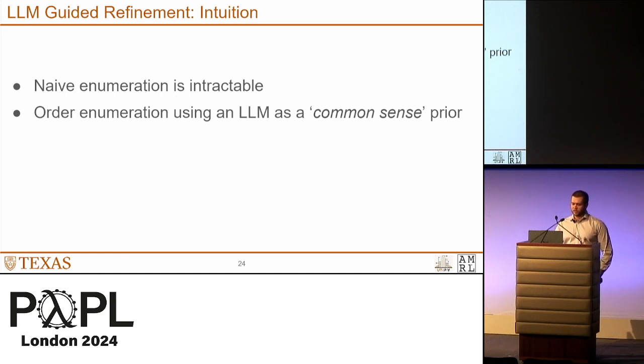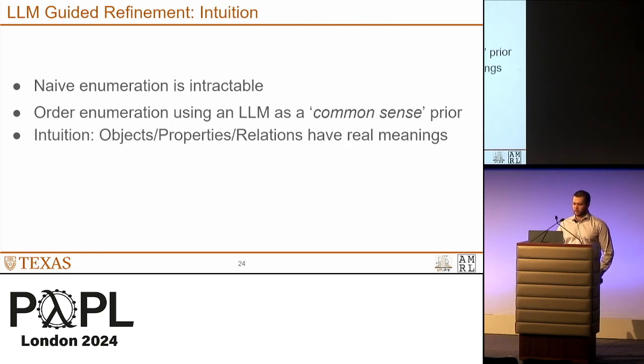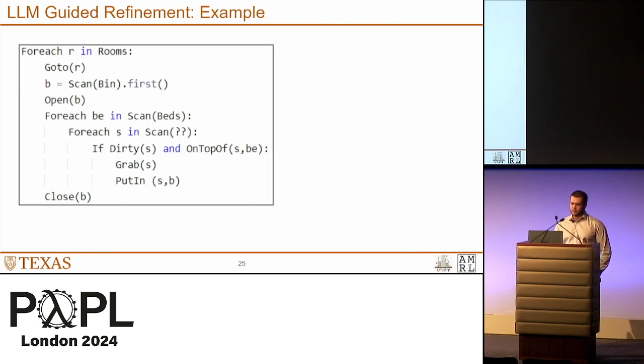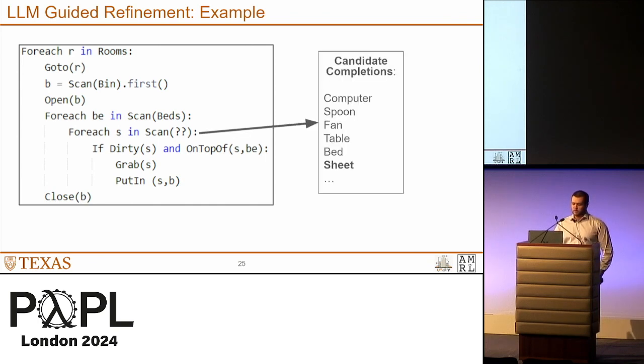Specifically, we observe that large language models work well as common sense priors. In this work, all of the hole completions have real-world semantics, which can be reasoned about by large language models. I will now walk through an example and show how a large language model can be used to prioritize the search for sketch completions. Here is a partial version of the program we saw before. There are multiple holes in which our synthesizer must find appropriate completions for. Here's a list of the completions for the hole shown. As you can see, the correct object sheet is one of the candidate completions. However, there are many potential other completions that might appear in the list before, which the synthesizer must enumerate before checking sheet.